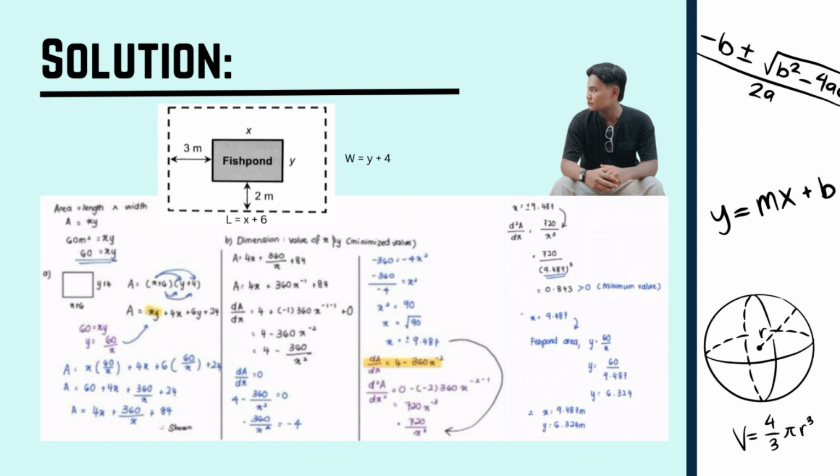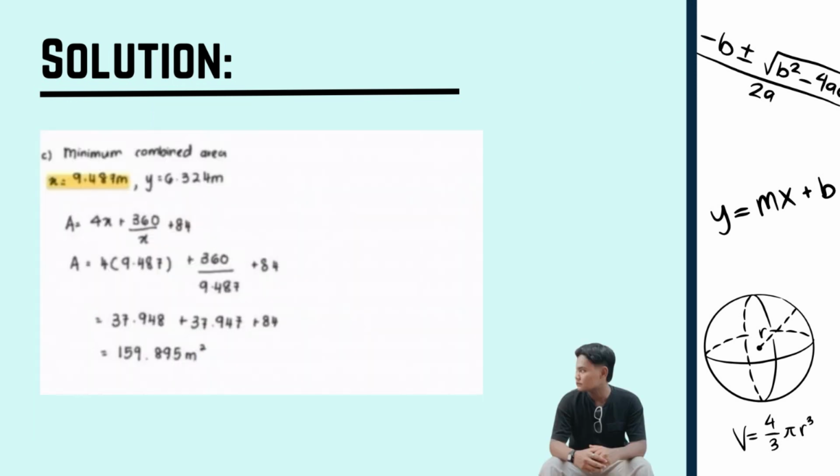So we're going to get the y. We're going to substitute x into the fish pond area formula. y equals 60 over 9.487. We're going to get y equals 6.324. Okay, so the answer will be x is 9.487 meter and y is 6.324 meter. So in question C, they want the minimum combined area, which means that the x and y values must be the minimum values.